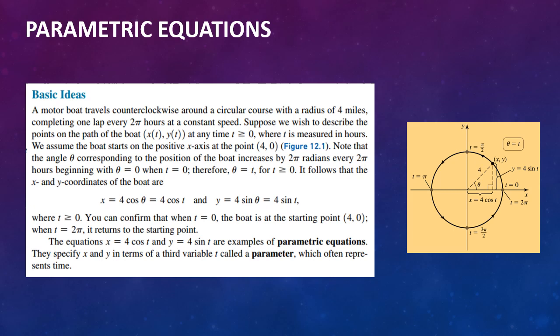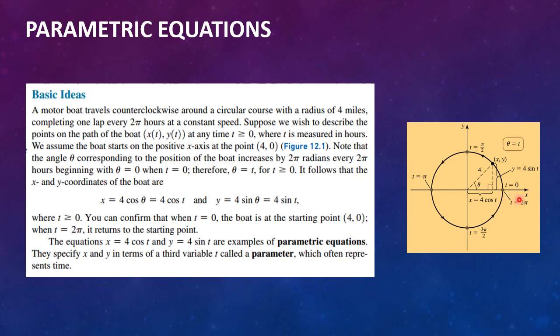Parametric equations, the basic idea. Imagine a motorboat travels clockwise around a circular course with a radius of 4 miles, completing one lap every 2 pi hours at a constant speed. Suppose we wish to describe the points on the path of the boat, x of t and y of t, at any time t greater than or equal to 0, where t is measured in hours. We make an assumption that the boat will start on the positive x-axis at the point (4, 0).